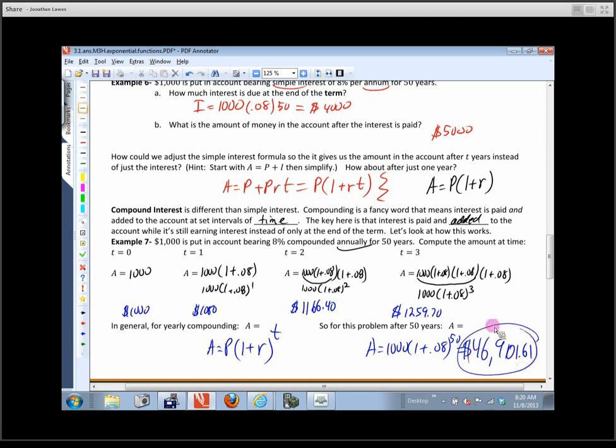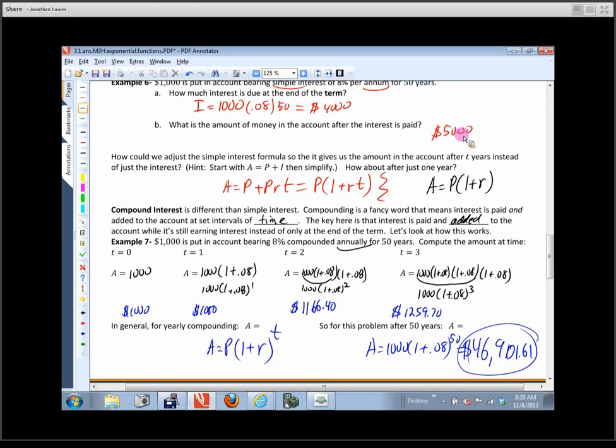$901.61. Okay, now if you were happy with $5,000 at the end of 50 years, how happy would you be with $47,000? That's pretty cool, isn't it? Okay. That little act of paying interest one time per year, 50 times, little bit of the money added to the account, little bit of the money added to the account, it turns into what we call exponential growth. Okay? So it goes up and up and up, and then it really starts to get steep. We get huge, huge increases.